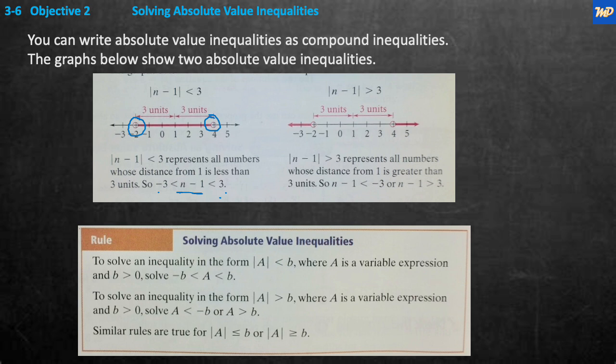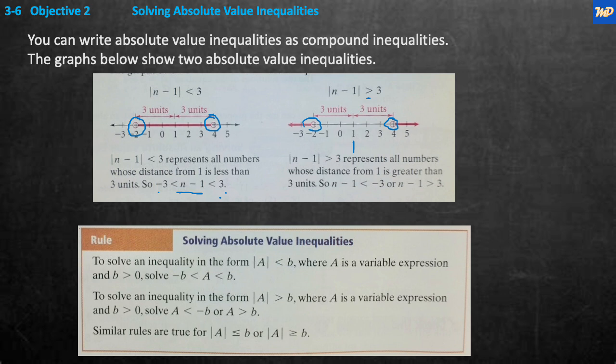So 2 and 4 give you the solutions of negative 3 and positive 3. And then for the opposite here, we have the absolute value of n minus 1 is greater than 3. As you see, it's still not an equal sign, so this is still a circle, not a dot. But absolute value of n minus 1 is greater than 3 represents all numbers whose distance from 1 is greater than 3 units.